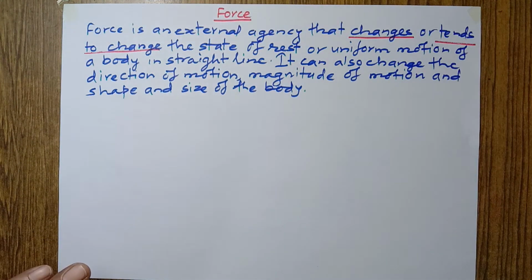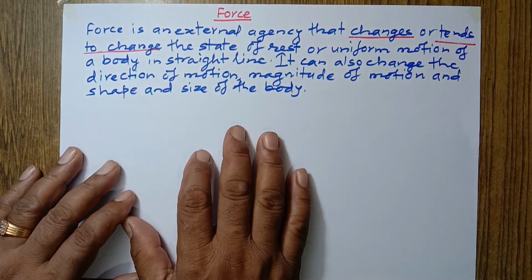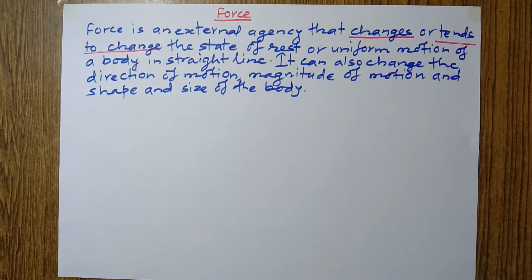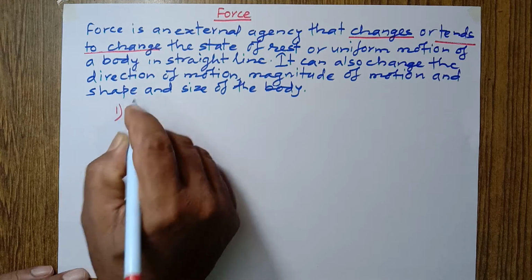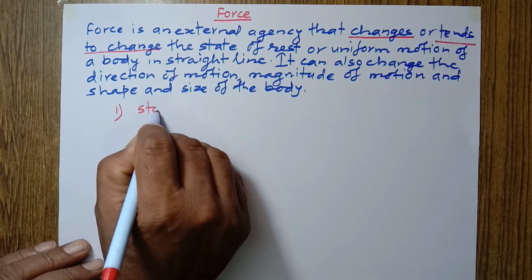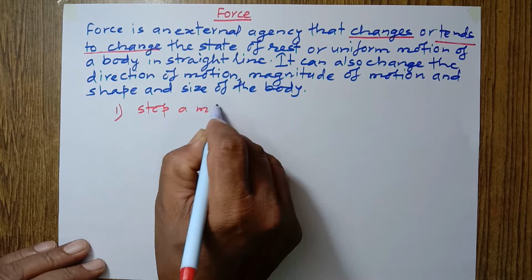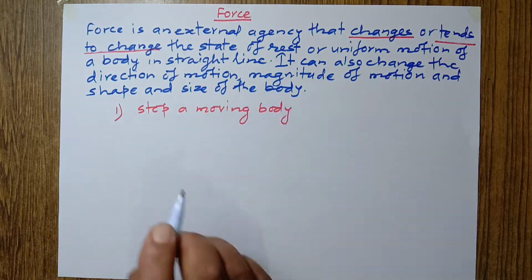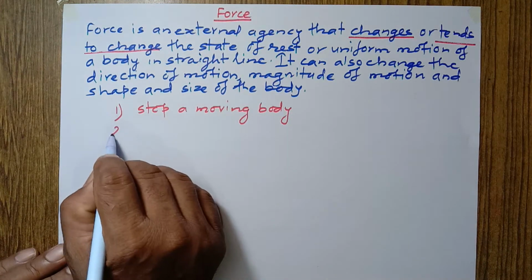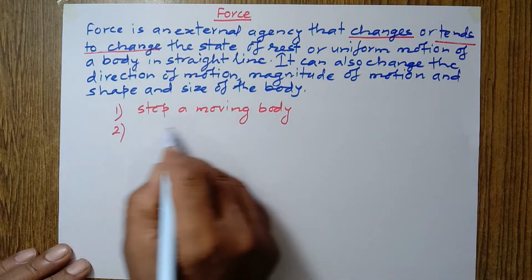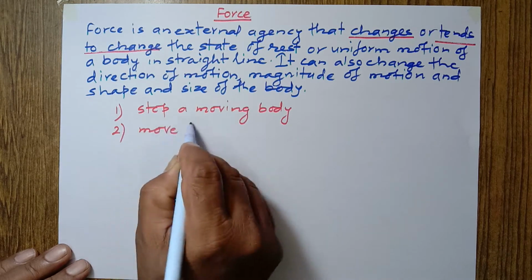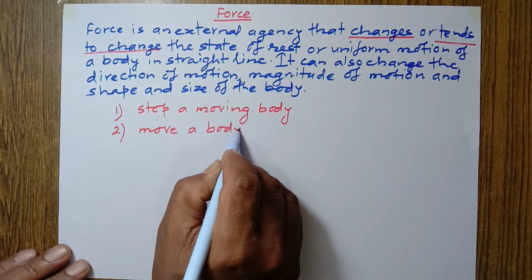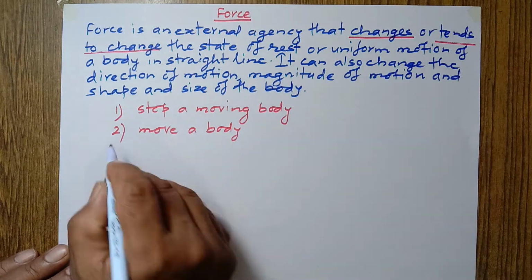Now, there is one another matter also. If you are asked what are the effects of the force on a body, then you can write different effects. Just for example, one, it can stop a moving body. Force can stop a moving body, or it can move a body. Move a body means rest to motion. It can change the direction.